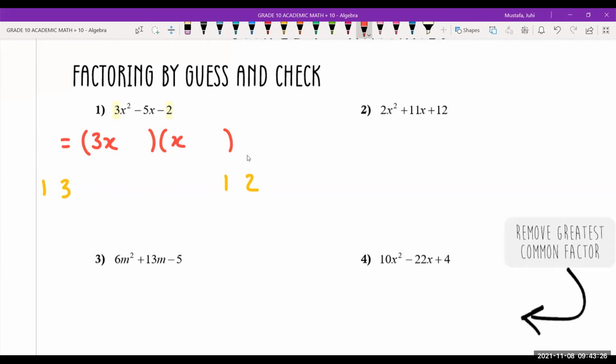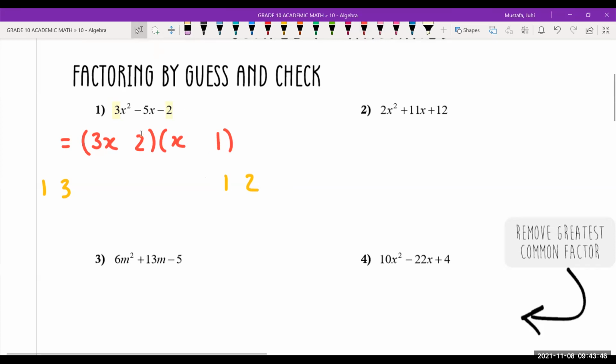Everything works out. Now, I know my second numbers have to be 1 and 2, but what order do I put them in? Is it going to be a 1 and a 2, or is it going to be a 2 and a 1? I don't know. And that's why this method is called guessing and checking.